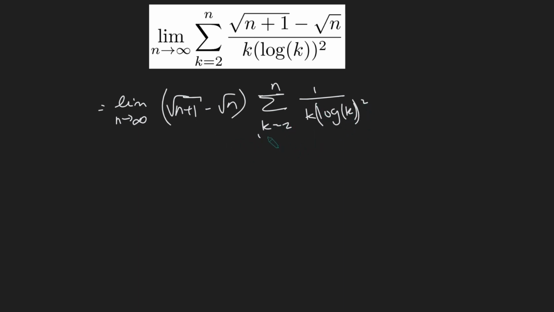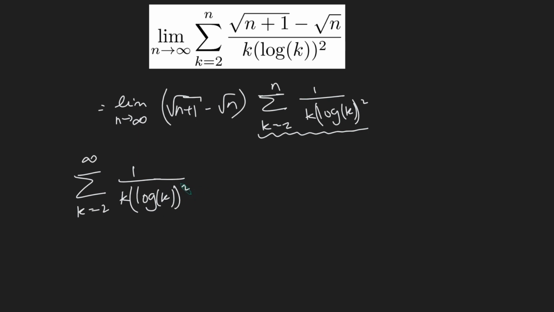And now we're going to think about this thing here. And well, it's got an n in it, so I'm just going to say, well, what if I replace the n with infinity? So let's think about the sum from k equals 2 to infinity of 1 over k log of k squared. Now, I claim that this is a convergent series, that this thing converges to a finite number. How do I know that?